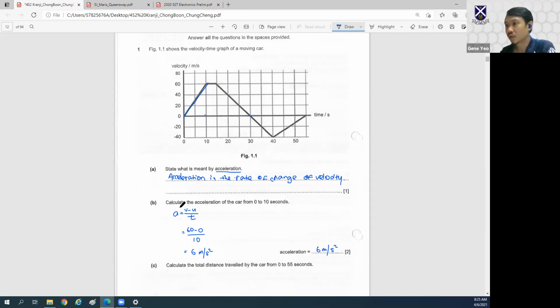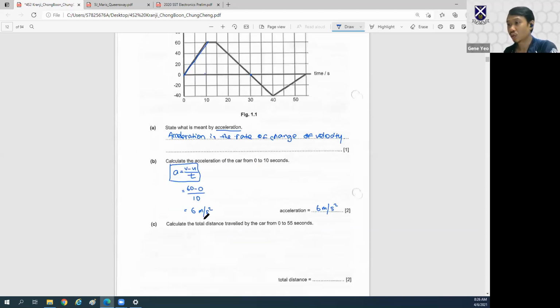All right, so remember this formula here. Okay, first of all, you have to remember this formula. Second of all, know what each individual symbol stands for. V is final velocity, U is initial velocity, T is time in seconds. Okay, so you got to remember all that.